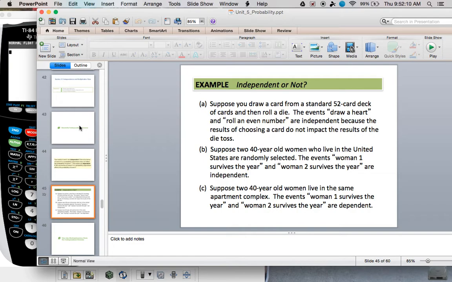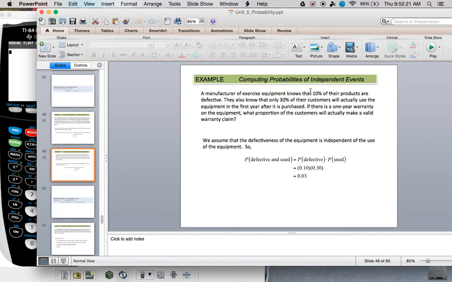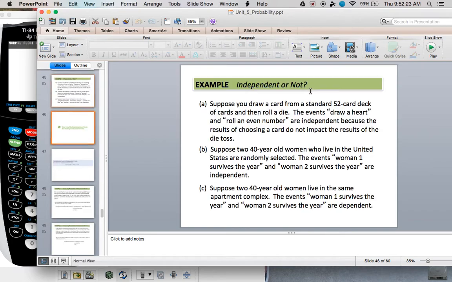But look at letter C. Suppose two 40-year-old women live in the same apartment complex. The events woman 1 survives the year and woman 2 survives the year are dependent. Why? Because there could be a dependence on what happened in that particular complex. Now, that was not a great example the book gave, but here's another example.